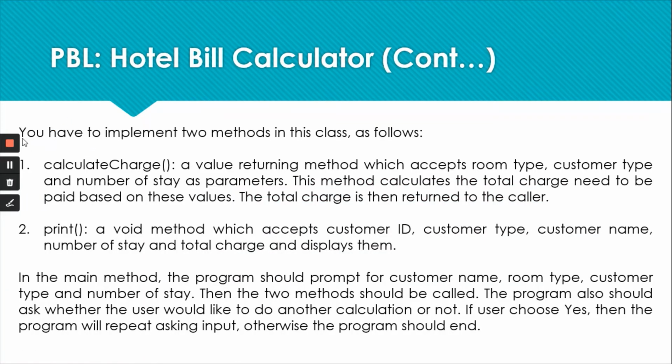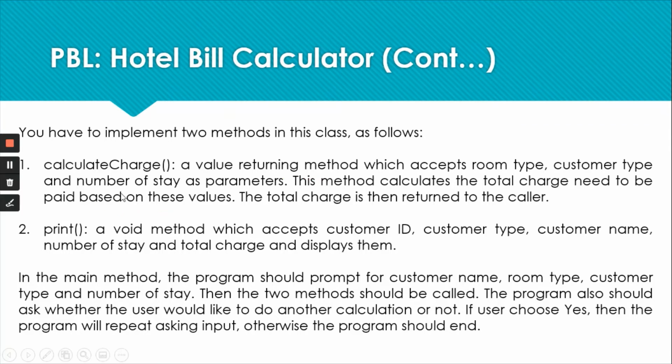So here, more instruction is given. You have to implement two methods in this class as follows. First is method calculateCharge, which is a value returning method which accepts room type, customer type, and number of stay as parameters. This method calculates the total charge that needs to be paid based on these values. The total charge is then returned to the caller. So basically, this calculateCharge method will calculate the total charge that needs to be paid before the discount.